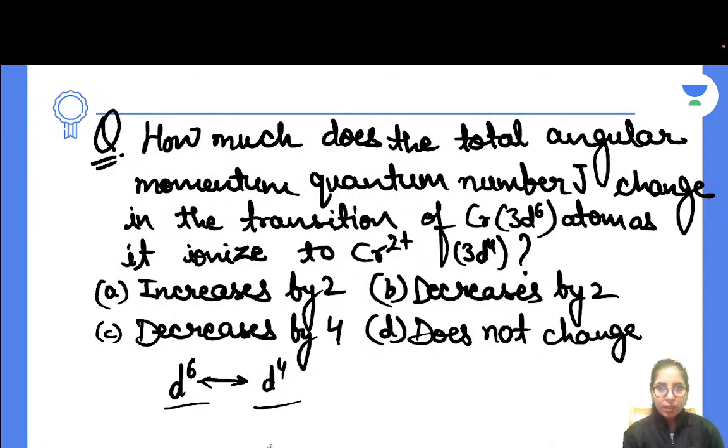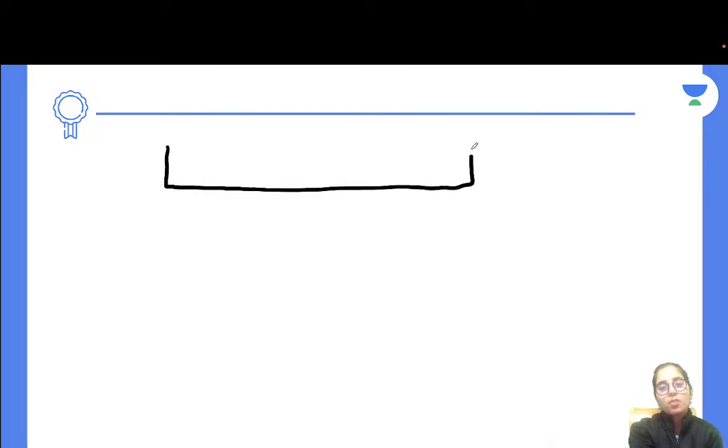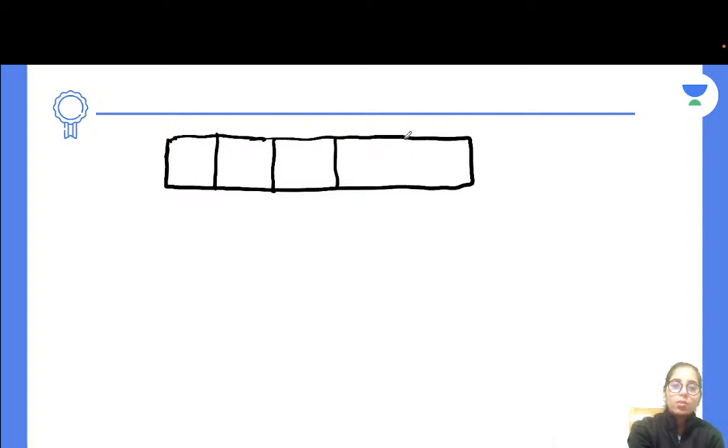Now the next thing: when you go for finding the ground state spectroscopic term, you can either go with the detailed method of finding it, or you can use the trick. As per the trick, it's the d orbital. So spdf, the total number of electrons you can have in the d orbital is 10. So let's make just 5 boxes or partitions here: 1, 2, 3, 4 and 5.